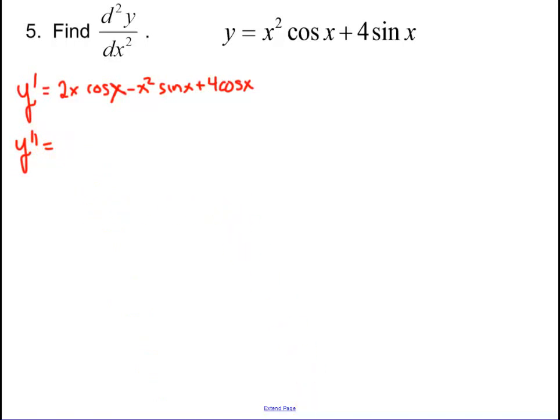Now I have two product rules. This first term is a product rule. The second term is a product rule. So the first term, derivative of the first, leaving the second alone. I'm going to leave an open space in there. I know it's going to be a plus, but I might have a minus sign. Leaving the first alone, derivative of the second, I do minus sine of x.